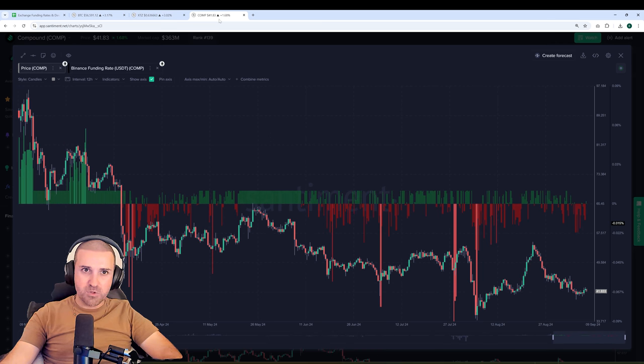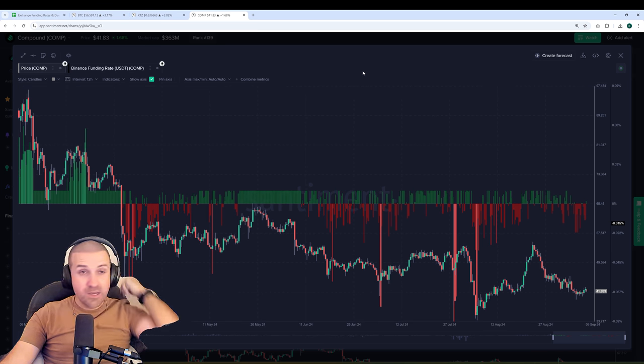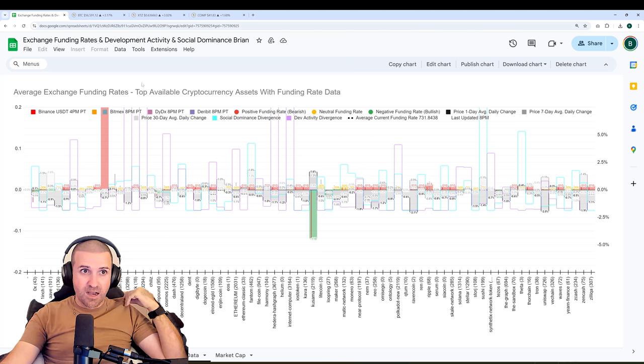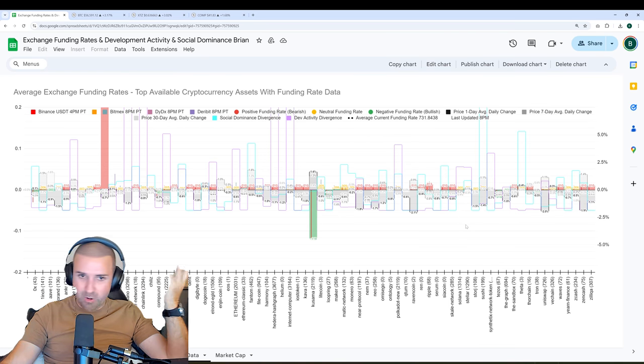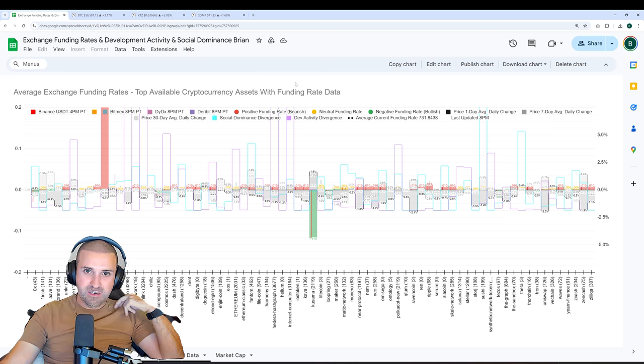So great examples there. Compound is one more that's showing a lot of shorting. In case you're interested in being a true contrarian, there are a ton more examples. And this funding rate model is only showing roughly, I think, 40-ish assets. And of course, there's something like 50 times the amount of coins that actually have funding rate data on them. These are just some of the majors out there.